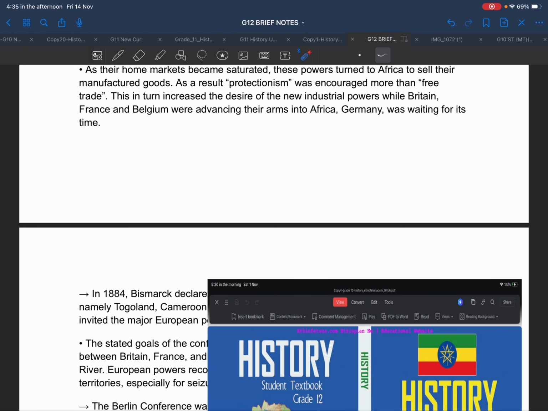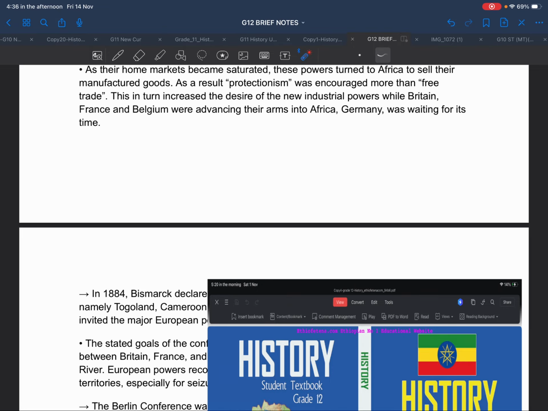That was Africa. They preferred Africa to sell their finished goods. As a result, protectionism was encouraged more than free trade. There had been free trade, a sense of implementation of free trade earlier, but that was not encouraged. So what came was protectionism, giving protection to European companies.